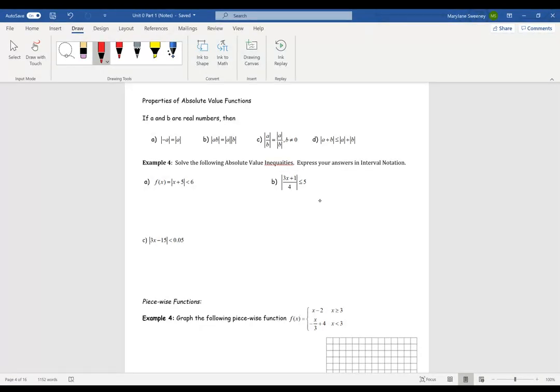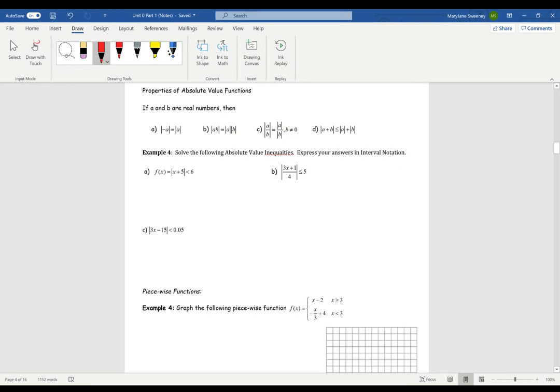And the absolute value of a sum has to be less than or equal to the absolute value of each individual term added together. Now, solve the following absolute value inequalities.